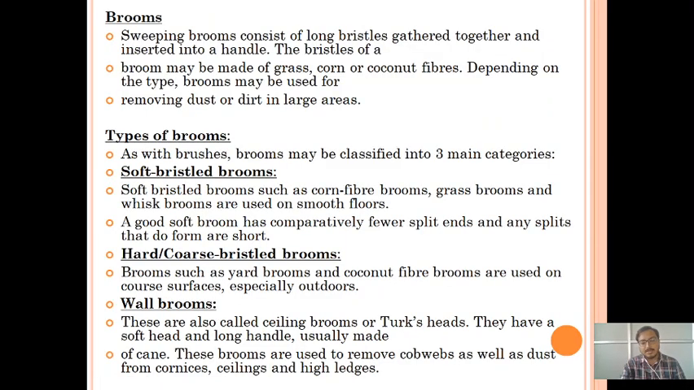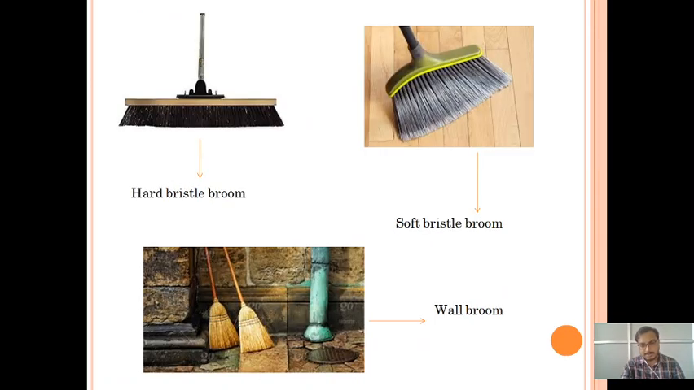Then wall brooms. These are called ceiling brooms or Turk's head. They have a soft head and a long handle, usually made of cane. These brooms are used to remove cobwebs as well as dust from ceilings and high ledges. So you can see this is a wall broom. A wall broom has a very long handle, and the shape of the bristles is like that, so that you can reach the ceiling or the upper areas of your rooms. You can remove webs and other particles from your ceilings.